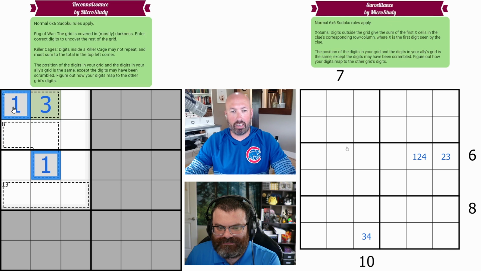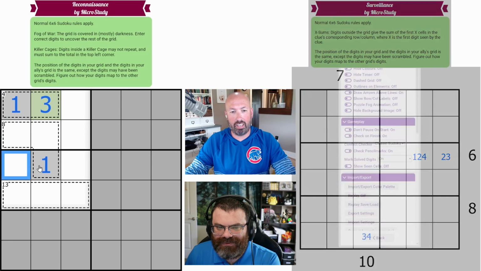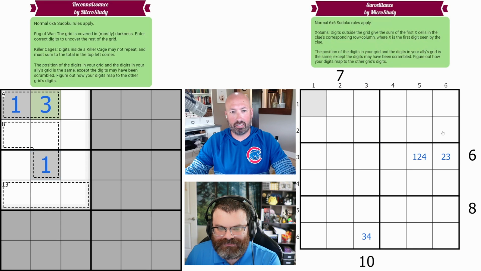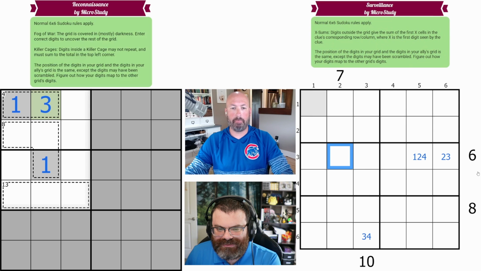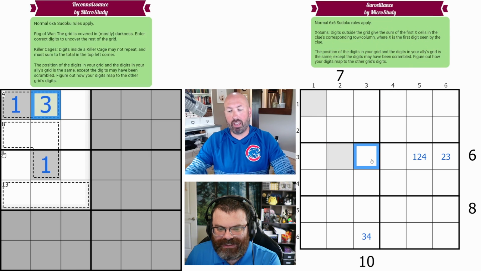I've got light gray in row 1, column 1. Okay. Ooh, I didn't turn on row column labels. I'm gonna do that now. Okay. And row 3, column 2 is light gray, you said? Is light gray as well. Okay. And then I've got green in row 1, column 2. Yep, and those are all forced.